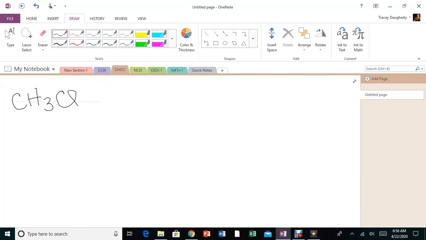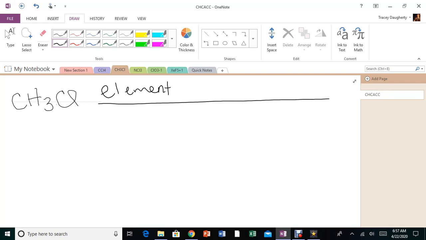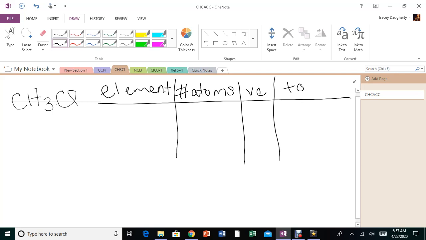So now I want to do CCl3, or sorry, CH3Cl. And this is no different. You do element, number of atoms. From now on, I'm going to do VE for valence electrons, and then total. So the elements, we had 3 elements here. We have C, H, and Cl. We have 1 carbon, 3 hydrogens, and 1 Cl.